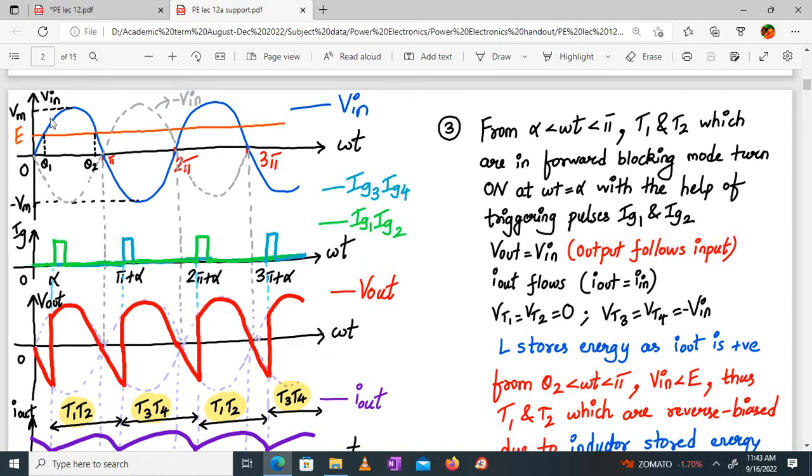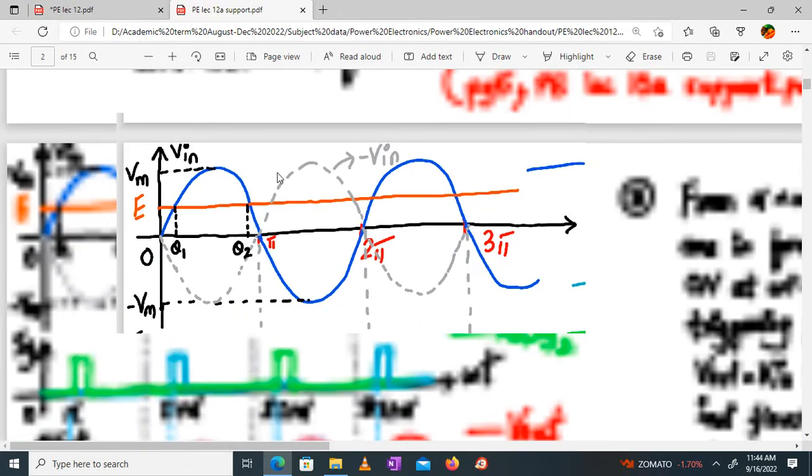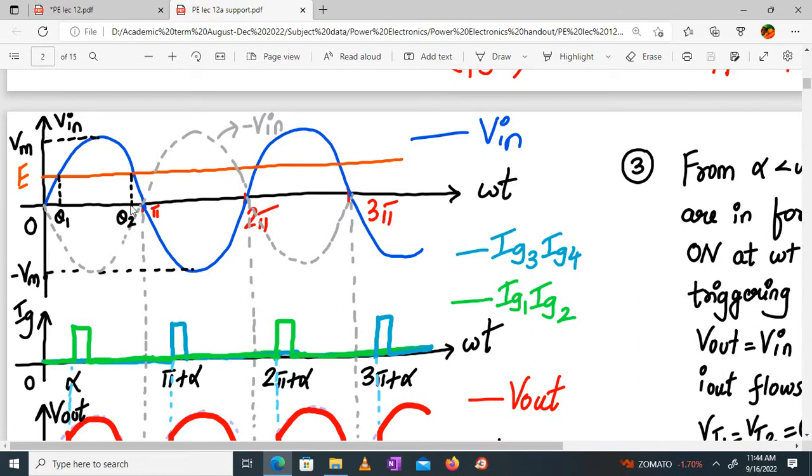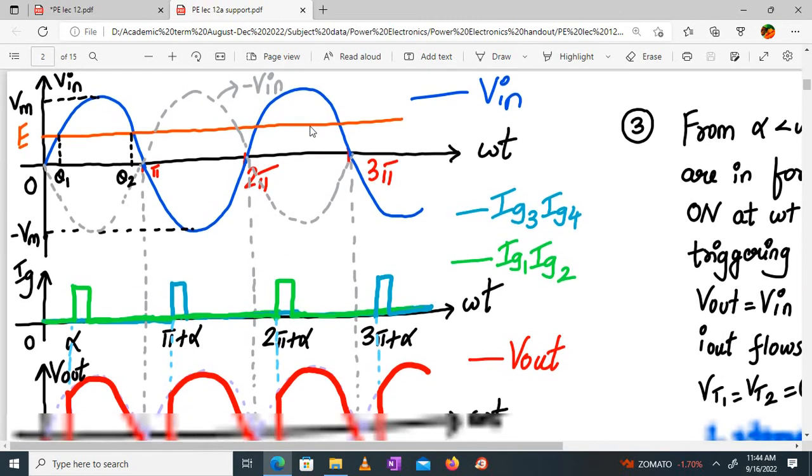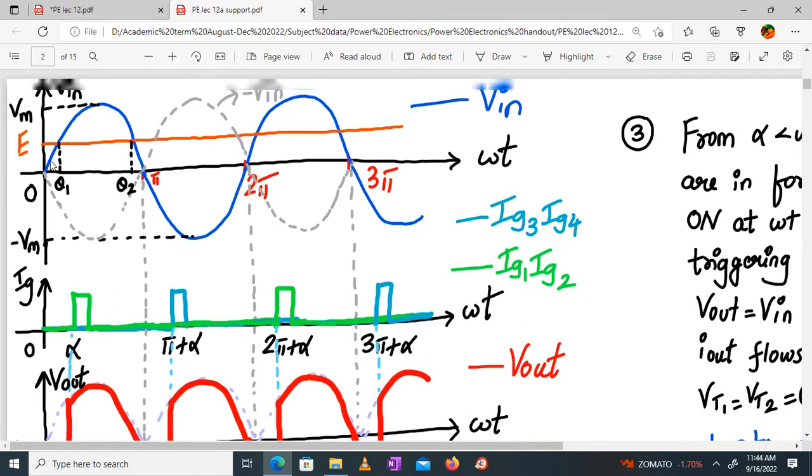So I have my input. Can you see the colors over there? I have my input in blue color. It's a sinusoidal, continuous waveform. And I marked E, which is a constant, the battery. Now let me expand it a little more. This is it. I've drawn a dotted line for minus V in also, just for reference. So over here, whenever V in is less than E, what will happen?